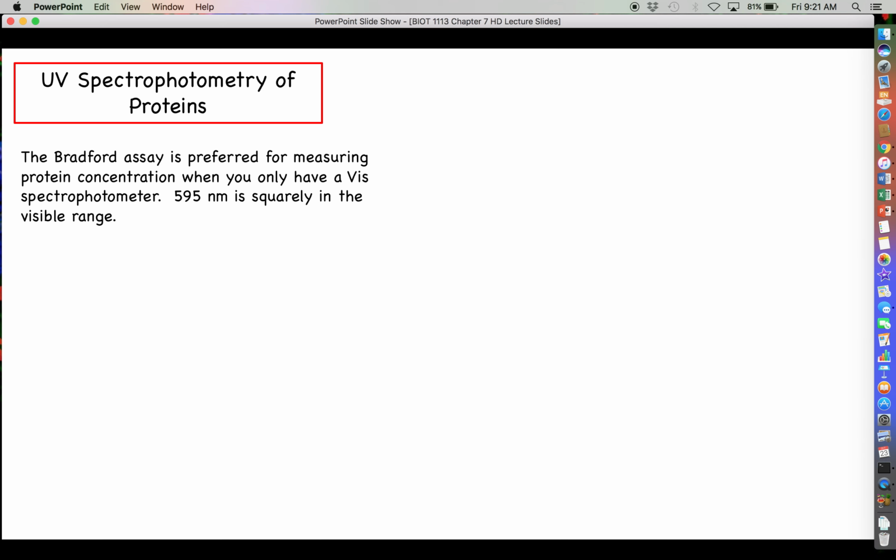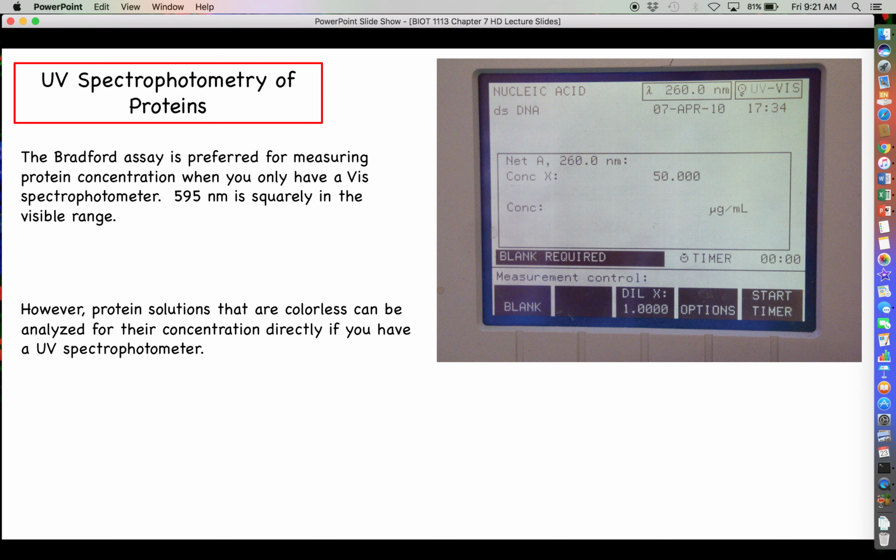So the Bradford assay is absolutely preferred if all you've got at your disposal is a visible spectrophotometer, because the lambda max for the Bradford reagent when it is bound to protein, 595 nanometers, is squarely in the visible range. So Bradford is what you'll want if you've got a visible spectrophotometer. But like I said, if you're not going to do the Bradford assay, you can't measure protein concentration if all you have is a visible spectrophotometer. But if you've got a UV spectrophotometer, you don't necessarily have to do the Bradford assay. You can if you want to, but you have another option at your disposal.